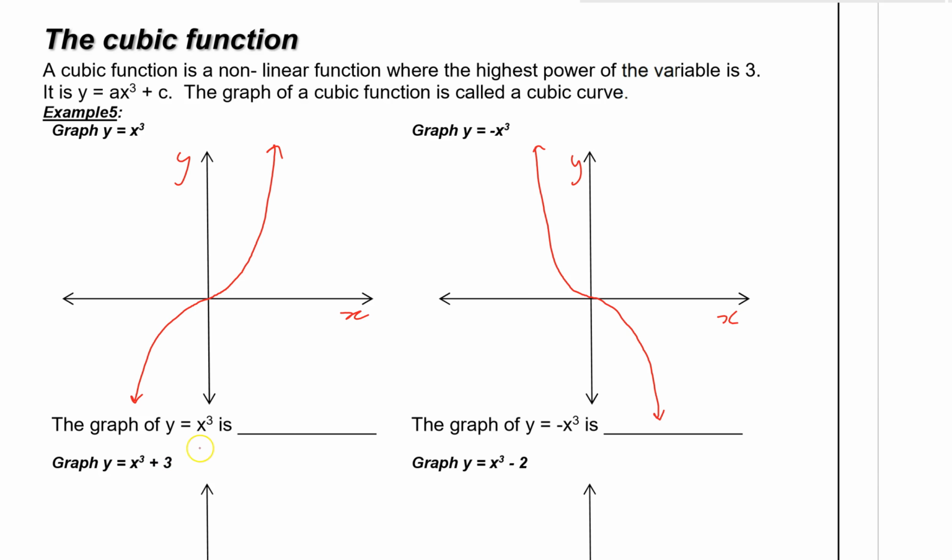The graph of y equals x cubed is always increasing. How do you like that? That makes sense? Always going up from left to right, and negative x cubed is always decreasing.